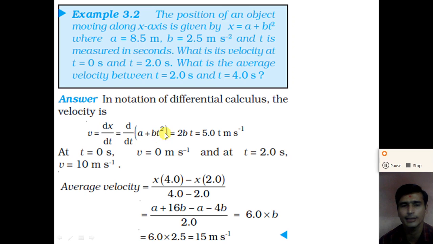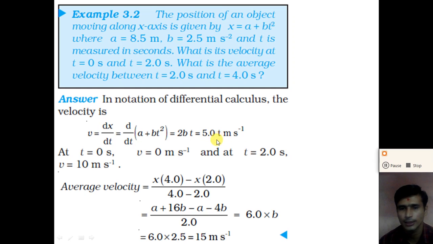So we get the equation of the velocity v equal to 2bt. Now put the value of b as 2.5. We get the equation of the instantaneous velocity as v equal to 5t. Now we want to calculate the instantaneous velocity at t equal to 0, simply by putting the value of t in this equation, t equal to 0.